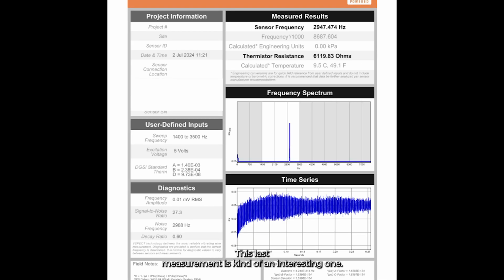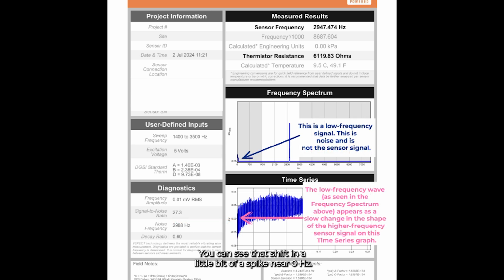This last measurement is kind of an interesting one. You've got a pretty clear signal here. When I look at the frequency domain, that to me looks like a sensor. I've got confidence in that. When I look at the time domain, it's got a little bit of a shift right here. You can see that shift in a little bit of a spike near 0 hertz. I'm not too worried about it. We've identified the signal here.